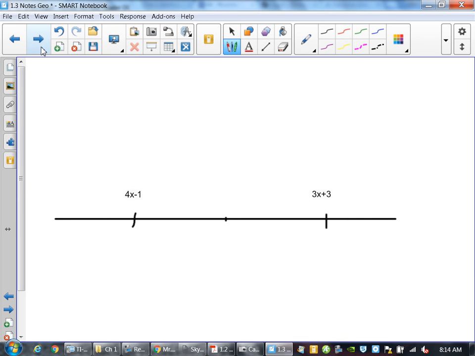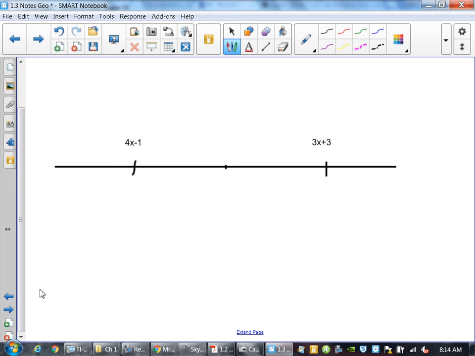All right. So here's what happens. It goes back to the idea of X is the midpoint of AB.